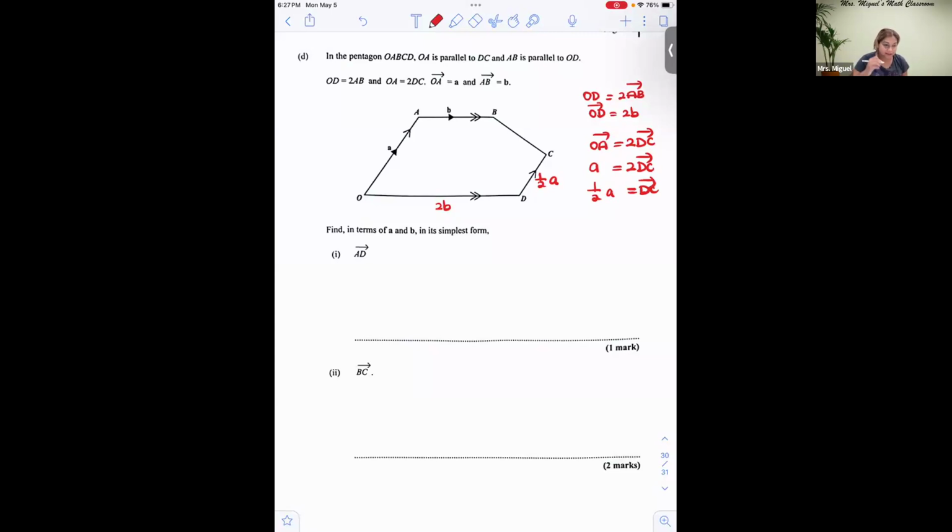So the vector that I want to find is AD. And you see AD now, I have all the information. So to go from A to D, I will go from A to O and from O to D. But remember that I said, if we are traveling in the opposite direction, the sign of the vector must change. So go ahead, you work it out.